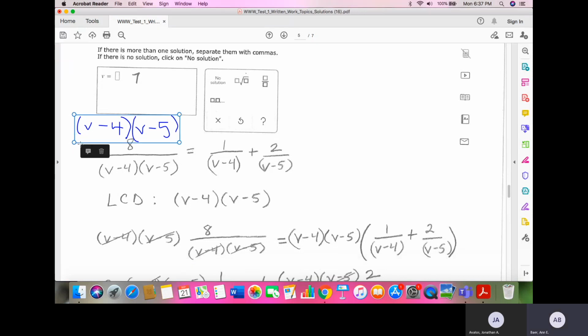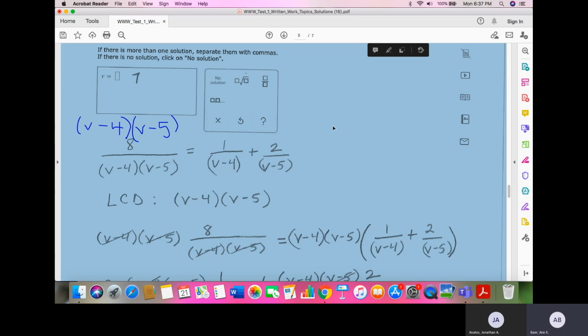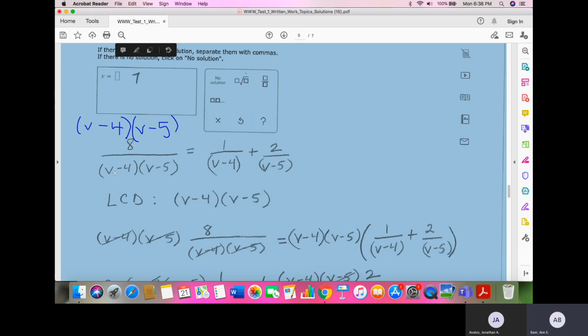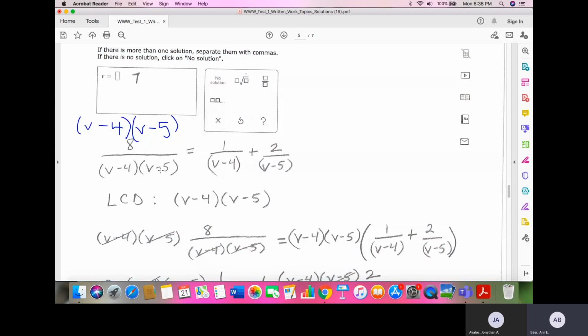Let me see if I can clean this up. Okay, so you see what we've got there. Imagine multiplying both sides of this equation by just that. Would that wipe out the denominators? So v minus 4 gets wiped out here. Whoops, v minus 5 gets wiped out. So this v minus 4 cancels with this v minus 4. This v minus 5 cancels with this v minus 5.